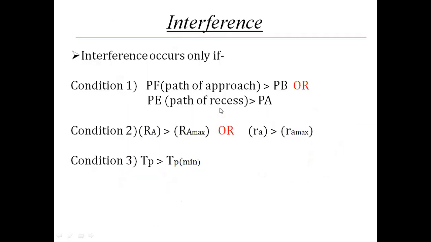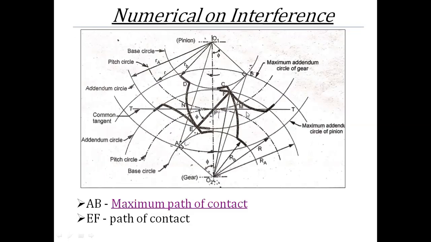So the first condition is the path of approach. If the path of approach is greater than PB, interference will occur. The same thing happens here also. If the path of recess is greater than AP, interference will occur. That is condition number 1.